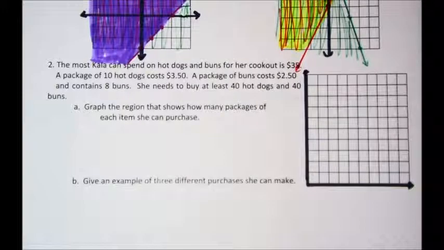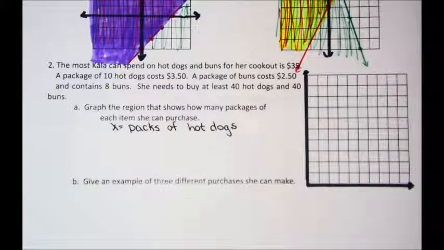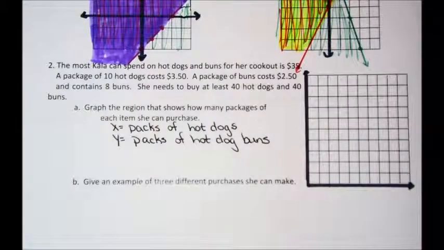Number 2. The most Kayla can spend on hot dogs and buns for her cookout is $35. A package of 10 hot dogs costs $3.50. A package of buns costs $2.50 and contains 8 buns. She needs to buy at least 40 hot dogs and 40 buns. Graph the region that shows how many packages of each item she can purchase. We need to first identify our variables. X can represent how many packages of hot dogs she has. Y can represent how many packs of hot dog buns she has.